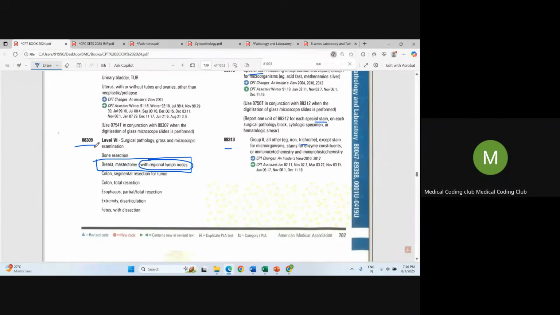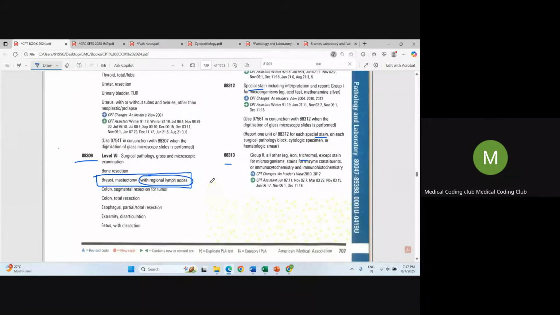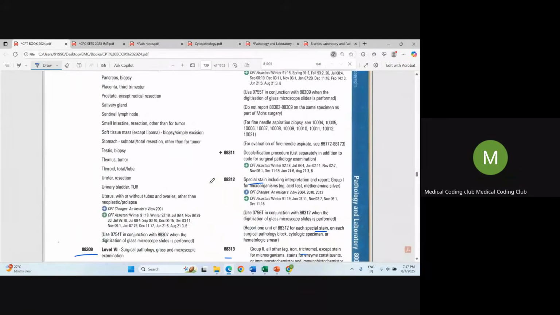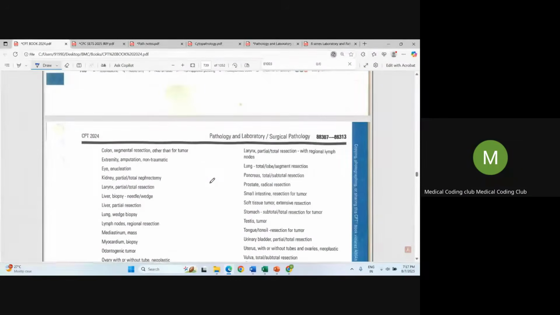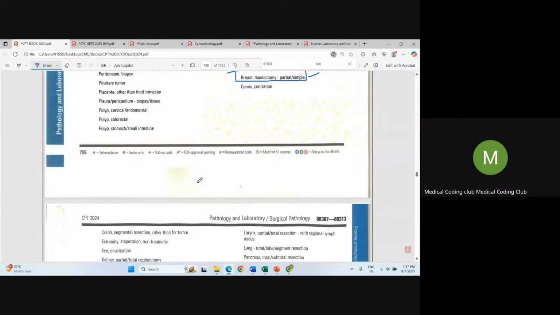So first, check for the specimen. Then look whether that particular specimen is present in any other levels. If it is present, check for the procedure variations. Only then will you be able to get the proper surgical CPT level.